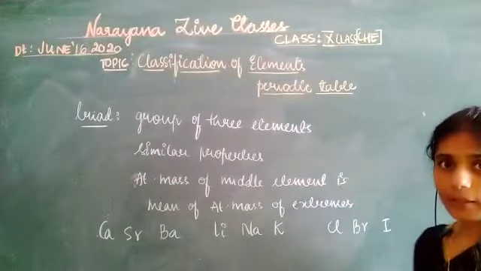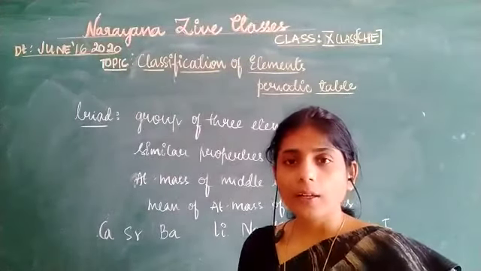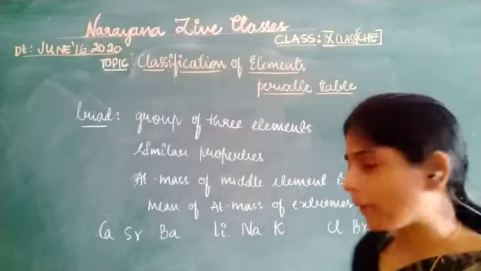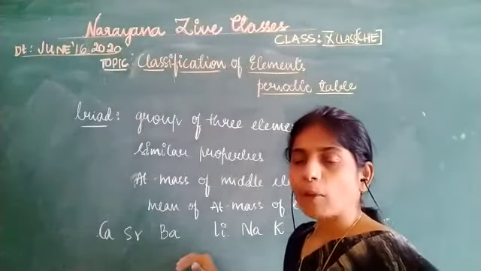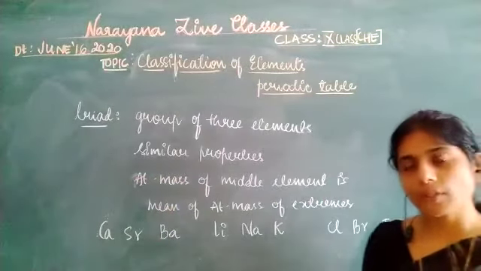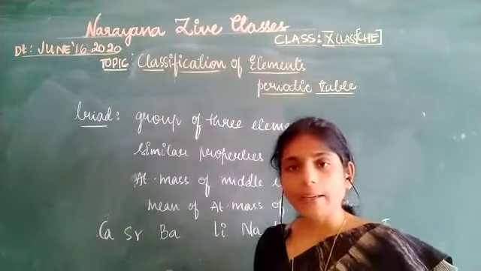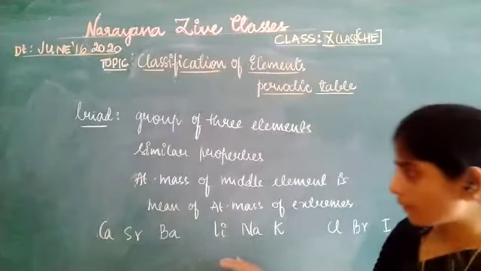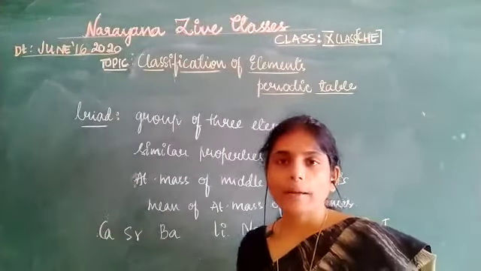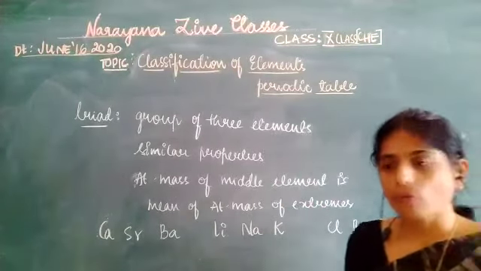And the next limitation is, as advanced techniques were introduced, the atomic weights discovered by Dobereiner were proved to be wrong. So these are the two limitations. The first limitation is that all the elements cannot be arranged into triads. The second is that the atomic weights discovered by Dobereiner were proved wrong by advanced techniques. Next question. State the law of octaves.